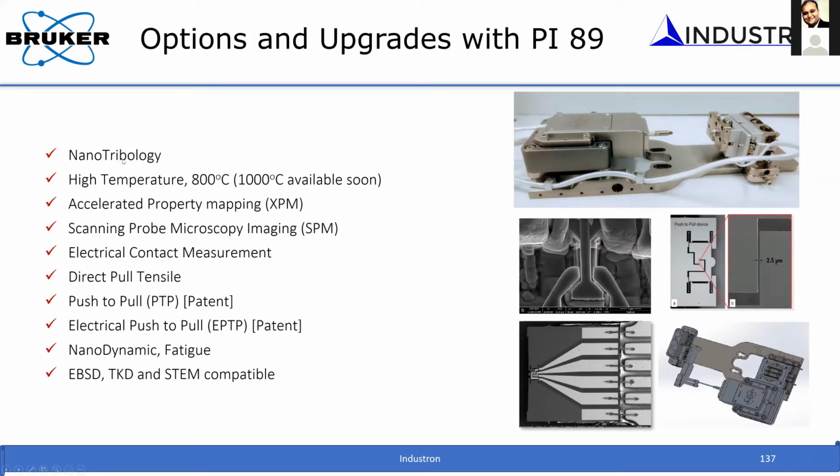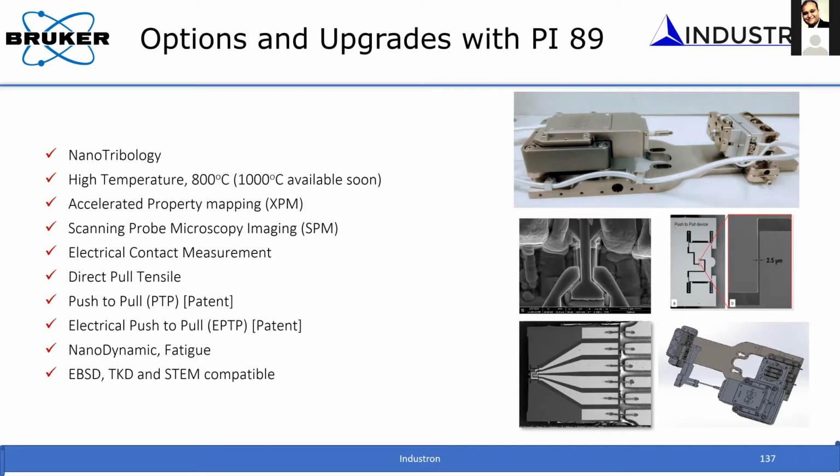I'll be showing that in 1 or 2 slides. And with a combination of high temperature testing, you can go up to 800 degrees C, and I think 1000 degrees C is already available now. I'm going to cover all of this in the next few slides. You can do accelerated property mapping. You can do SPM imaging. I am not going to cover that. It is basically the scanning probe imaging that I presented in the first webinar. You can do that inside the SEM.